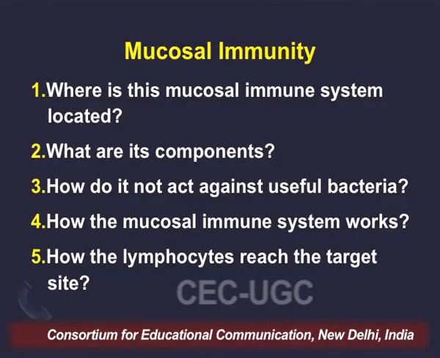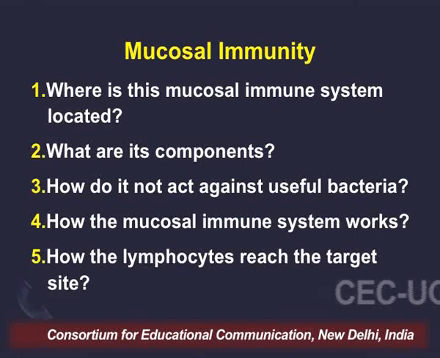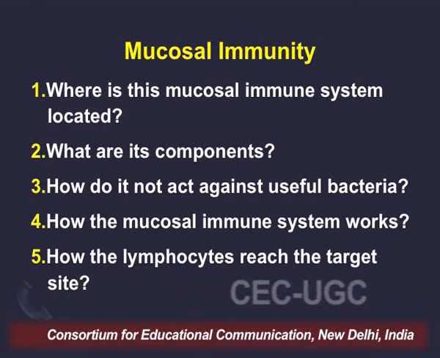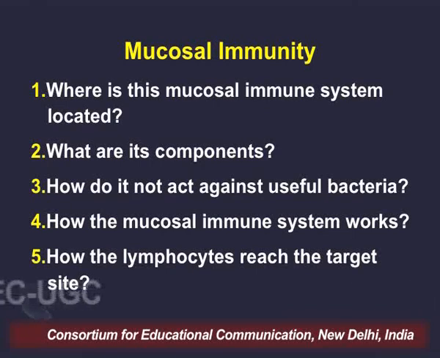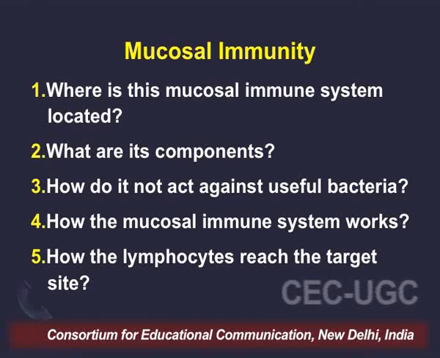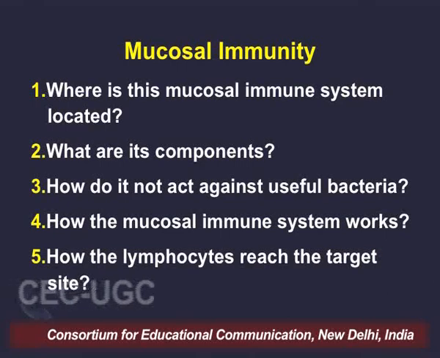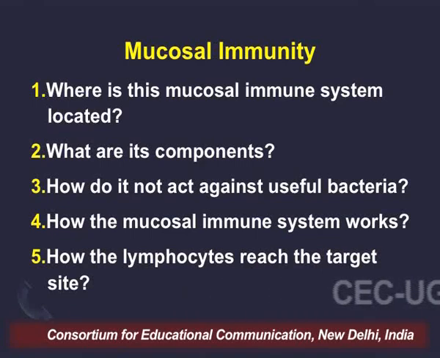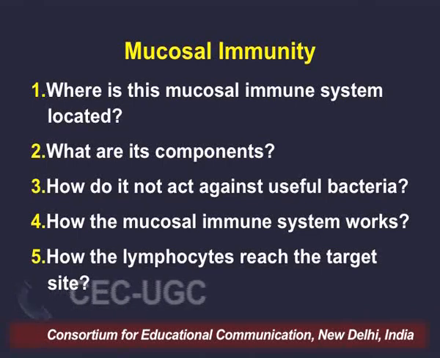But there are a few basic questions about the mucosal immune system or the mucosal immune response. Where is this mucosal immune system located? What are its components? How does it not act against the useful bacteria? How does the mucosal immune system work, and how do the lymphocytes reach the target site, because lymphocytes are largely produced in the lymph nodes, and how do these lymphocytes through the systemic circulation reach the desired or required site of action? So we are going to discuss each and every aspect.